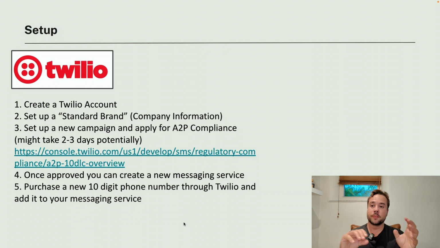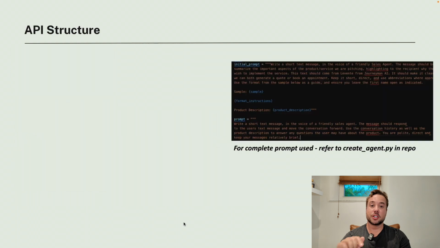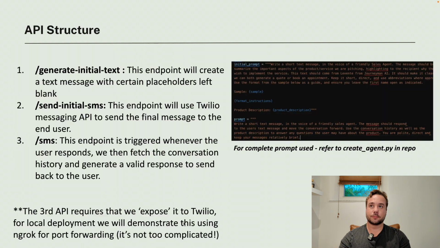Once you get approved, you can make a new messaging service, and then you can purchase a new 10-digit phone number through Twilio, and you can add that to your messaging service. And that's pretty cheap. I think it did cost maybe a flat fee to set up the campaign and everything, but the phone numbers are about, I think, $1 a month per phone number. And then of course you are charged for the usage. The more messages and the longer those messages are, the more you're gonna be billed. So if you have questions about Twilio setup, that was probably what took the longest, at least initially. Just let me know in the comments, I can help you out.